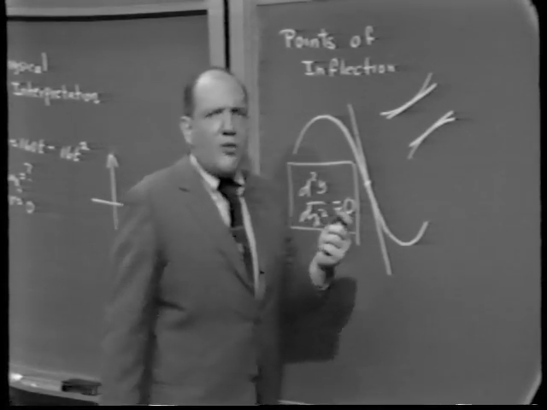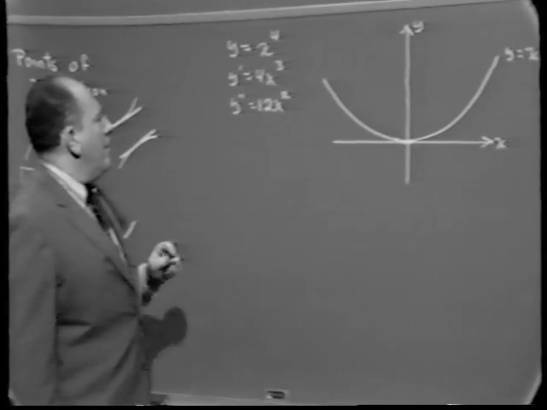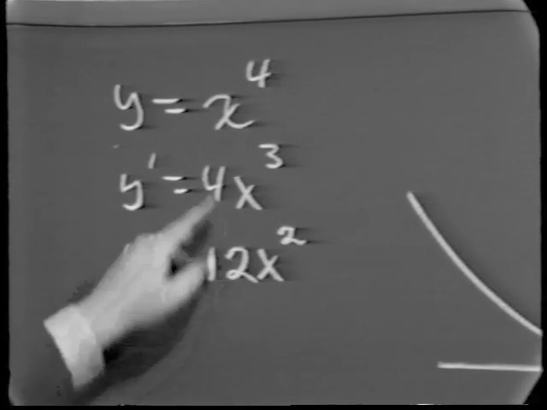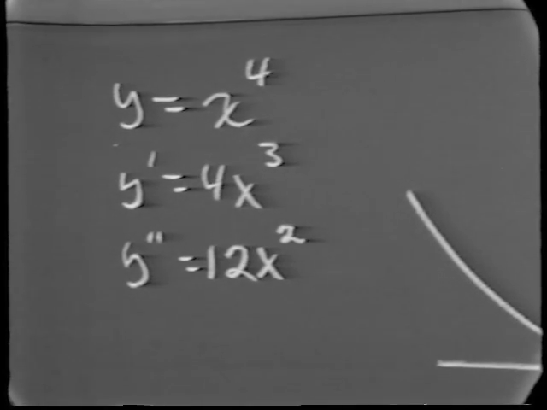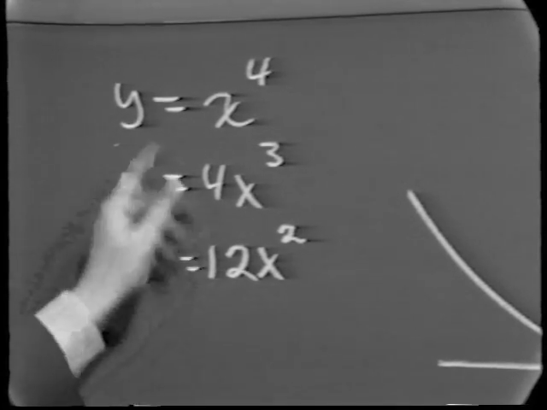In fact, let me close with this particular illustration. Let's take the curve y equals x to the fourth. The first derivative is 4x cubed. The second derivative is 12x squared. The curve is symmetric with respect to the y-axis, etc. Using all of the given data, you know the second derivative is always positive, what have you.